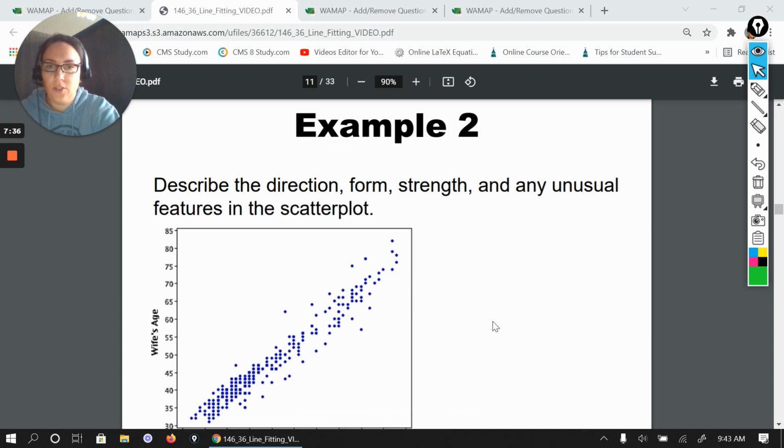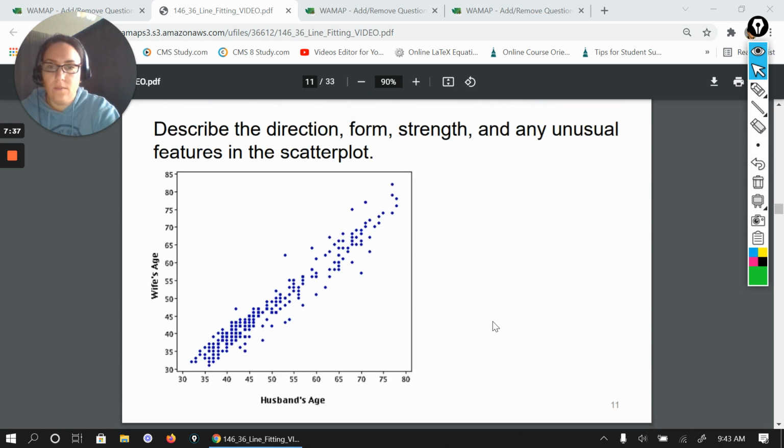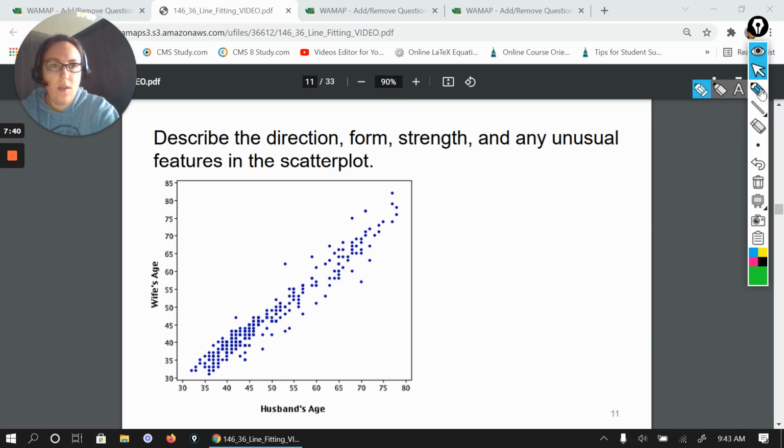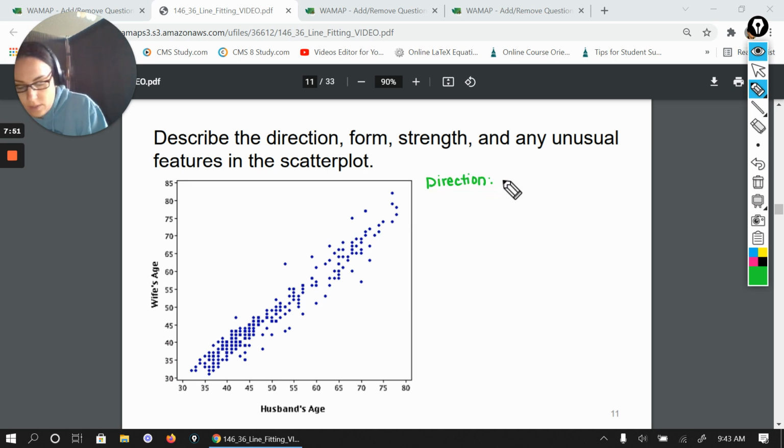Here's example 2. Describe the direction, form, strength, and any unusual features in the scatter plot. Okay, so let's start with direction. Looks like the direction is positive. As the husband's age increases, so does the wife's age. The form looks to be linear. It looks like it's following a straight line.